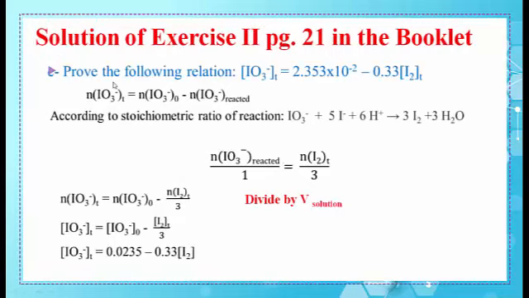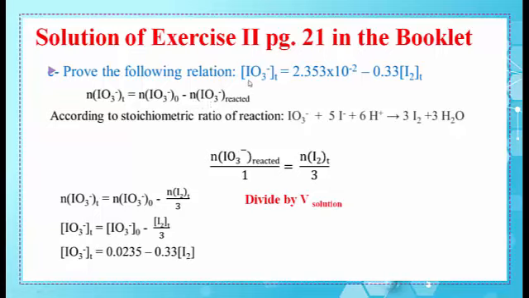In the last part, you are asked to prove the following relation. Concentration of IO3 minus at instant t is equal to 2.353 times 10 exponent minus 2 minus 0.33 concentration of I2 at any instant t. Here, we start by saying that the number of moles of IO3 minus at any instant t is equal to the number of moles of IO3 minus initial minus the number of moles of IO3 minus reacted.